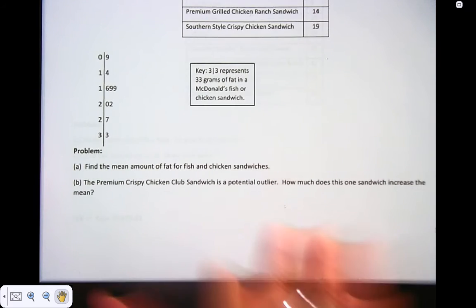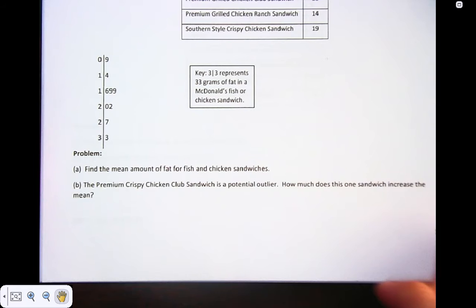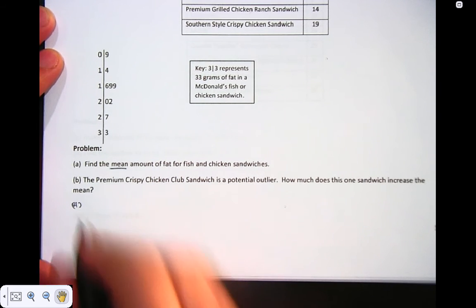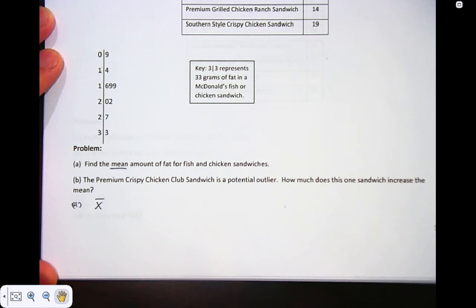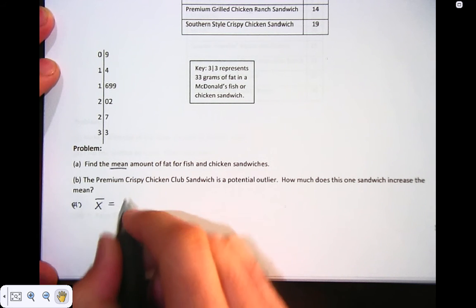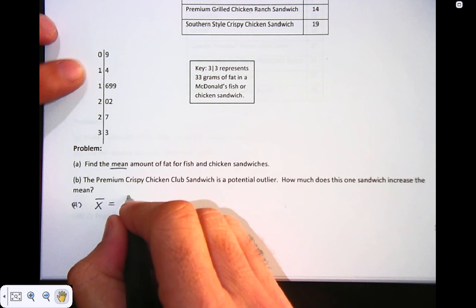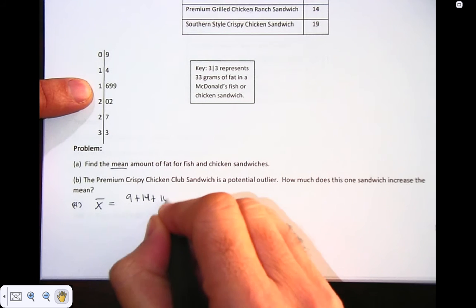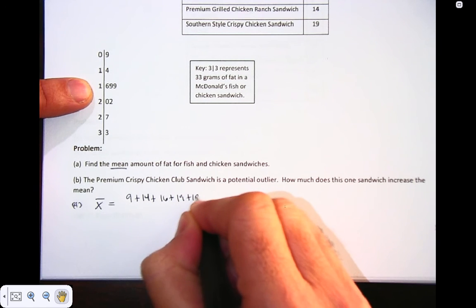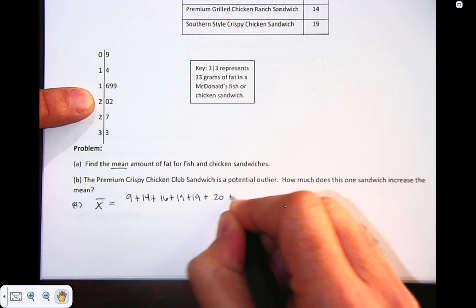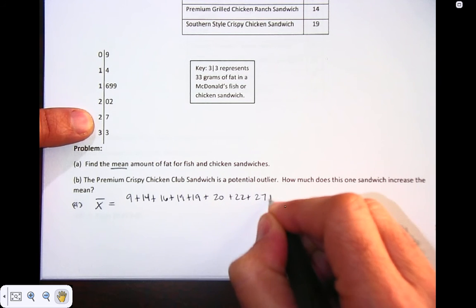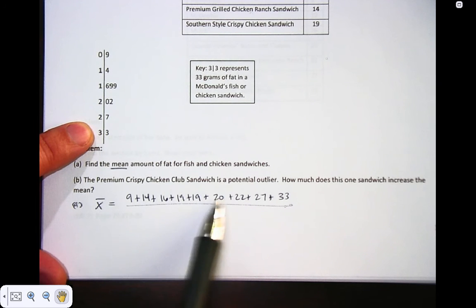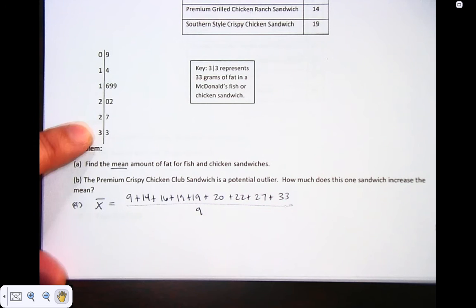Okay, so real simple notes today. We're just going to actually figure out how to calculate it. So for A, it says find the mean. Let's focus on notation because that would be the only new part. Notation is x bar, that's the mean. And what we do is we add up all of these values. I'm just going to use my stem plot right here: 9 and 14 and 16 and 19 and 19 and 20 and 22 and 27 and 33. And we're going to divide that by a total of 1, 2, 3, 4, 5, 6, 7, 8, 9 sandwiches that we were told about in the data.